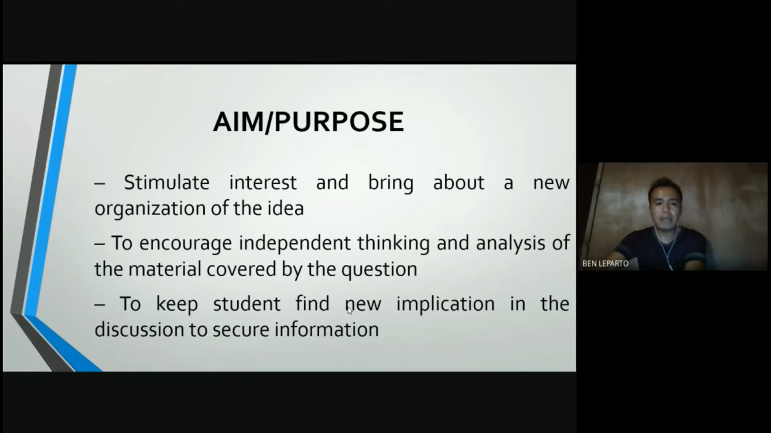The aim and purpose of the question and answer method is to stimulate interest and bring about a new organization of the idea, to encourage independent thinking and analysis of the material covered by the question. The third one is to keep students finding new implications in the discussion to secure information. The question and answer method also encourages the higher thinking skills of the students, and it is vital in how they think and analyze the material covered by the question.